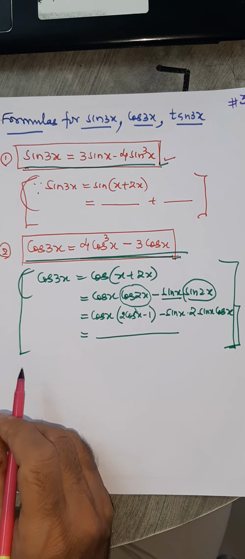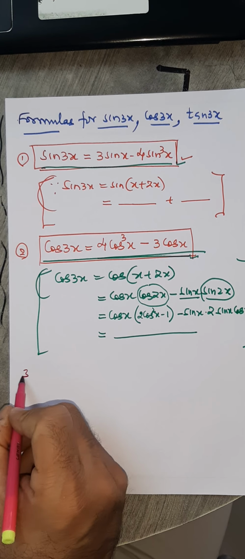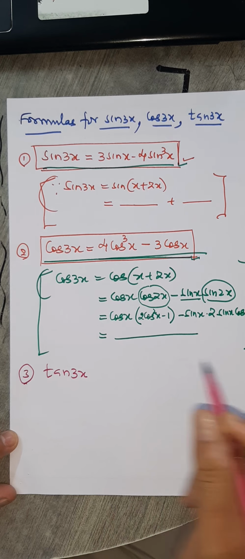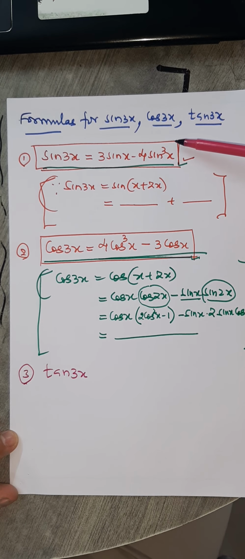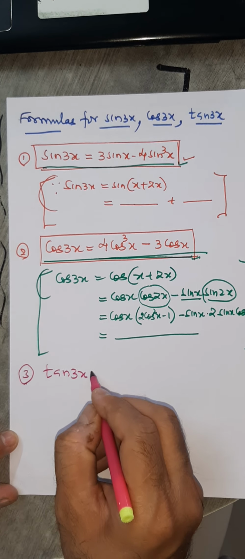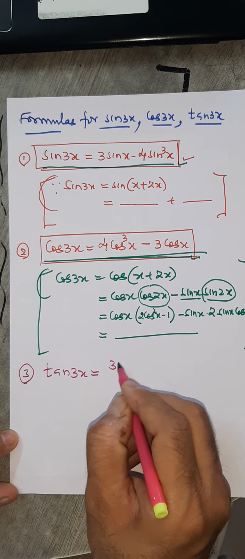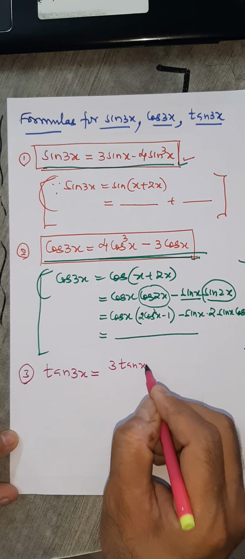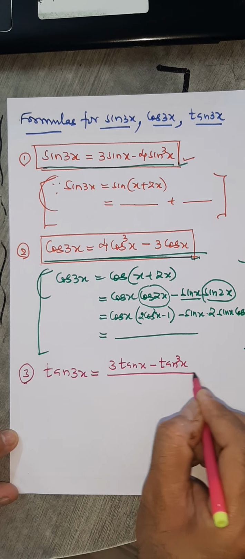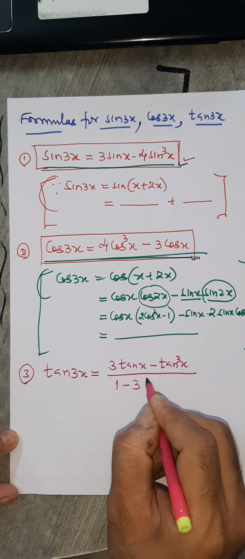Okay. Now the third one here, that is the formula for tan 3x. Sin 3x is purely in terms of sine, cos 3x is purely in terms of cos, and tan 3x is purely in terms of tan, which is given by 3 tan x minus tan cube x upon 1 minus 3 tan square x.